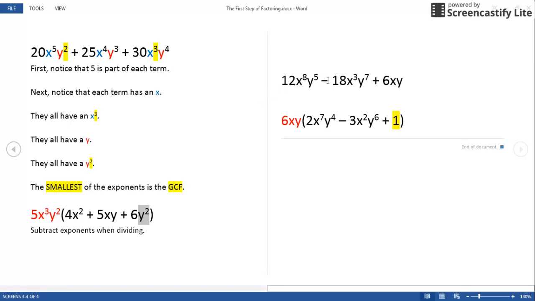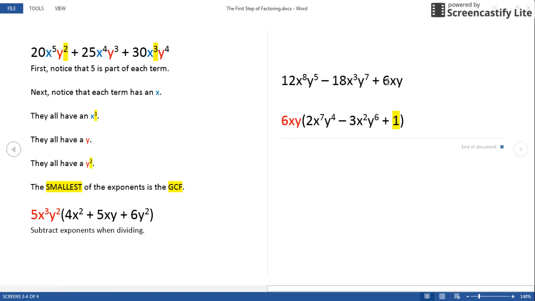Let's try one more. 12x to the eighth y to the fifth minus 18x cubed y to the seventh plus 6xy. Looks like 6 is the common term for the coefficients. What's the smallest of the x's? Just an x. What's the smallest of the y's? Just a y. So our common term is 6xy. Notice that that's the last term of this trinomial. Let's divide each term by 6xy. 12 divided by 6 is 2. Subtracting exponents, x to the eighth divided by x leaves x to the seventh. Y to the fifth divided by y gives me a y to the fourth. In the middle, negative 18, if I divide by 6, is negative 3. X cubed divided by x, 3 minus 1 gives us 2. And y to the seventh divided by y, 7 minus 1 leaves us 6 for the exponent there.